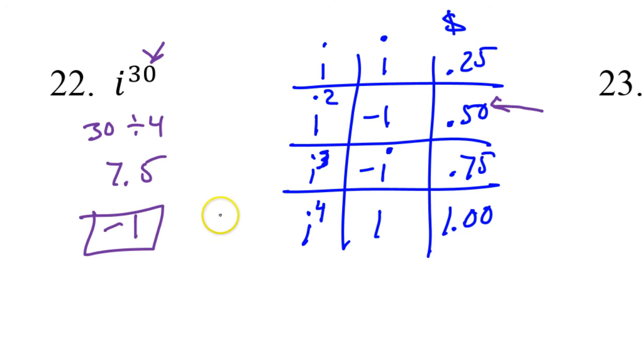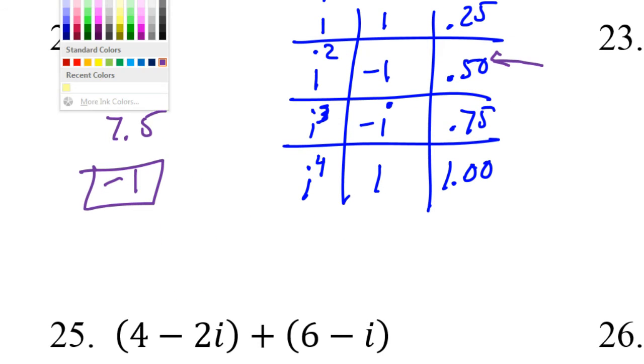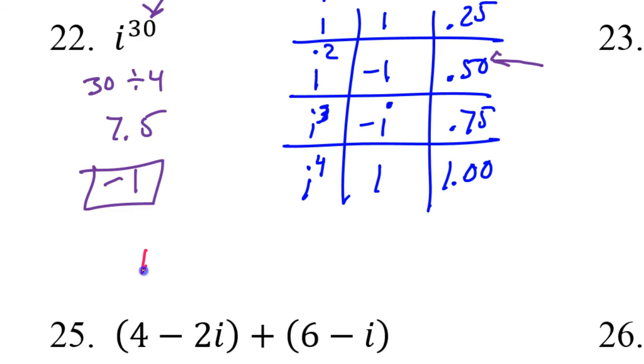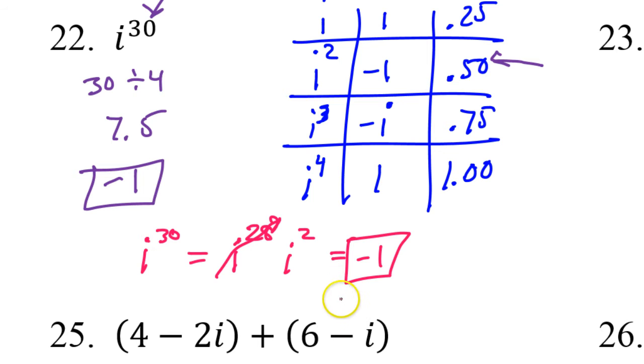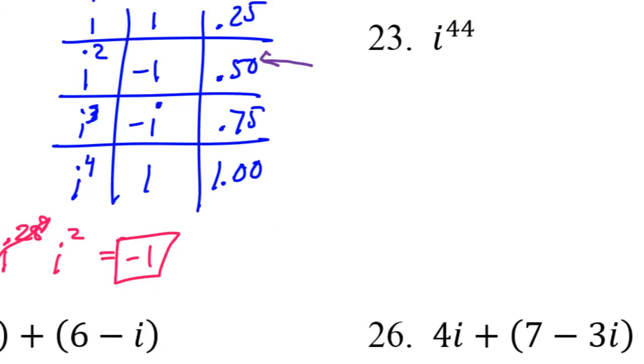Okay? I also could have done this by the factor tree method. I to the 30th power. The nearest multiple of 4 is 28. So that's I to the 28 and I squared. The 28 goes away. I squared is negative 1. Okay? You can do that also super fast.